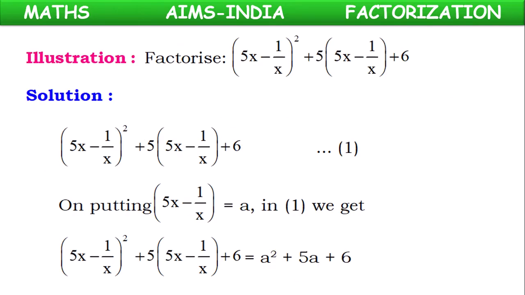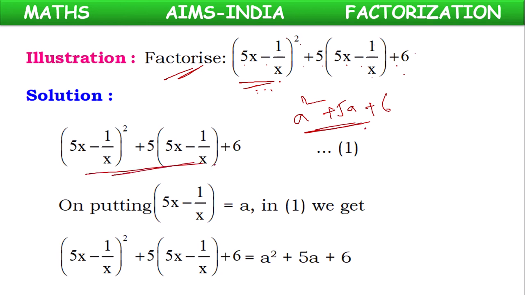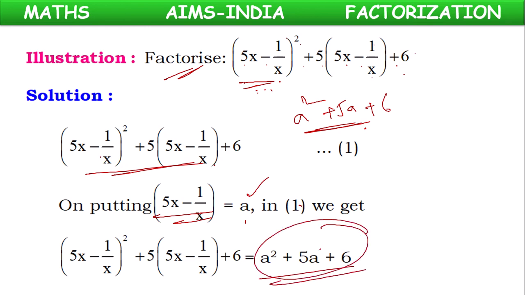Next, children, another example. Factorize (5x minus 1 by x) whole square plus 5 into (5x minus 1 by x) plus 6. So we have a bigger term here. Let us take it as a. So then it will become a square plus 5a plus 6. In this expression, if we take a in the place of this, we will get a square plus 5a plus 6. Let's solve this one so that we can solve this one.